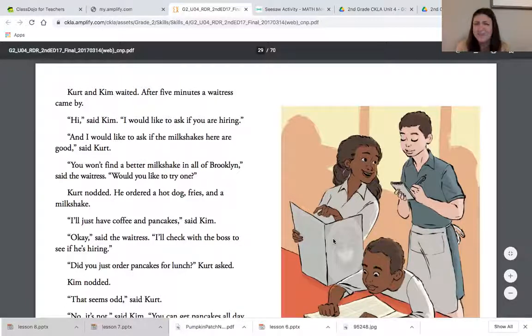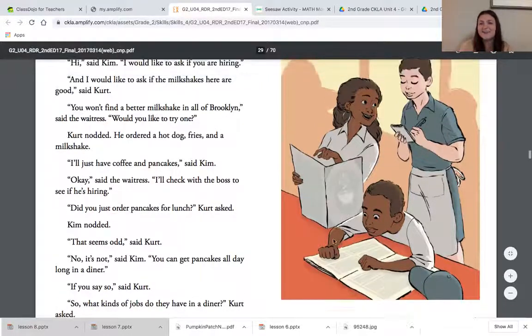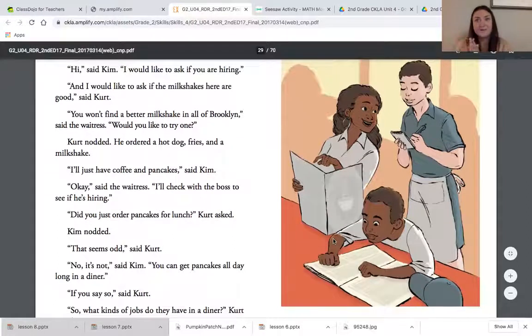"Did you just order pancakes for lunch?" Kurt asked. Kim nodded. "That seems odd," said Kurt. "No, it's not," said Kim. "You can get pancakes all day long in a diner." "If you say so," said Kurt. "So what kind of jobs do they have in a diner?" Kurt asked. Ooh, this is one of my favorite things about a diner, that you can get pancakes all day long.